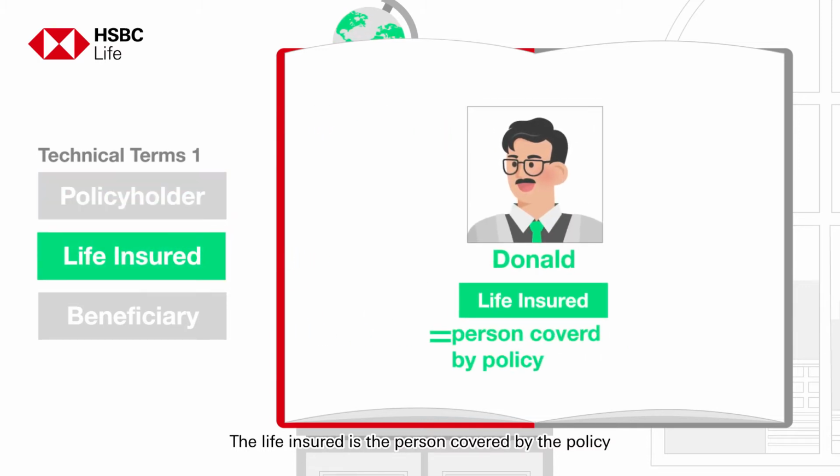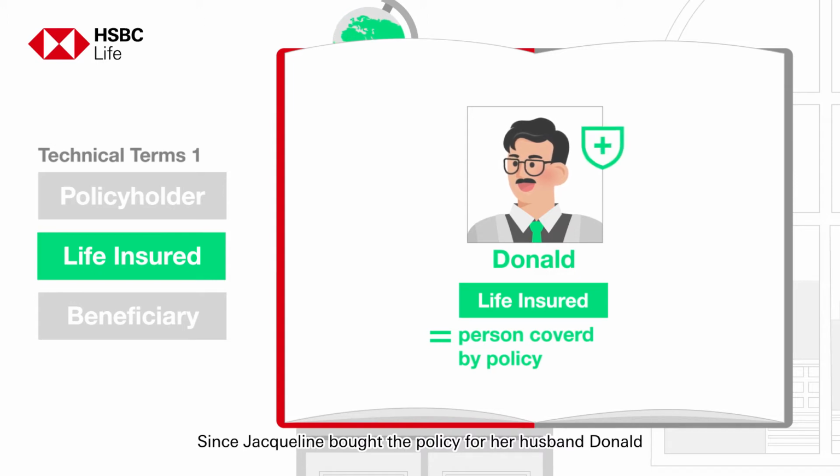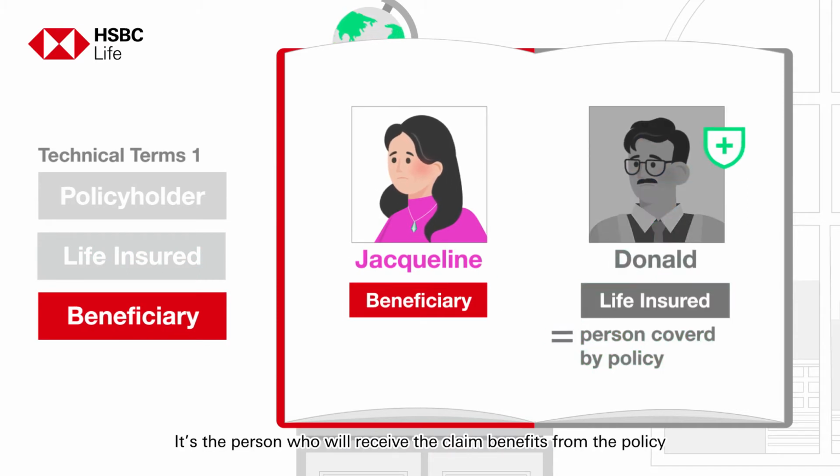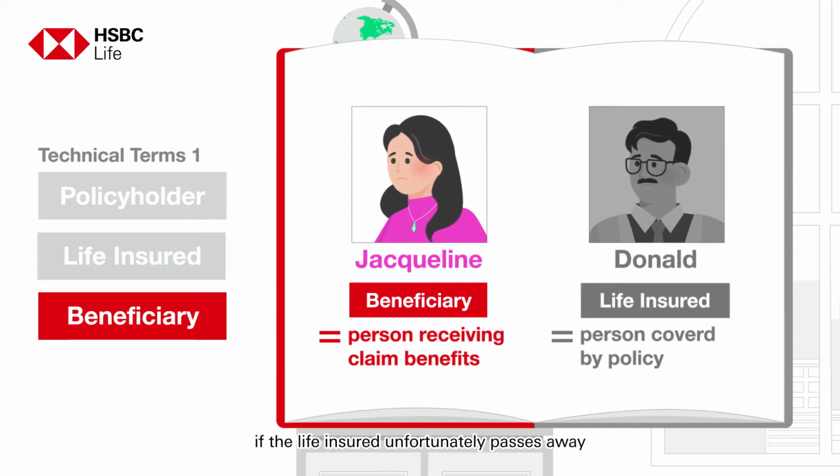The life insured is the person covered by the policy. Since Jacqueline bought the policy for her husband Donald, the life insured is Donald. Beneficiary is an easy one. It's the person who will receive the claim benefits from the policy if the life insured unfortunately passes away. In this case, the beneficiary is Jacqueline.